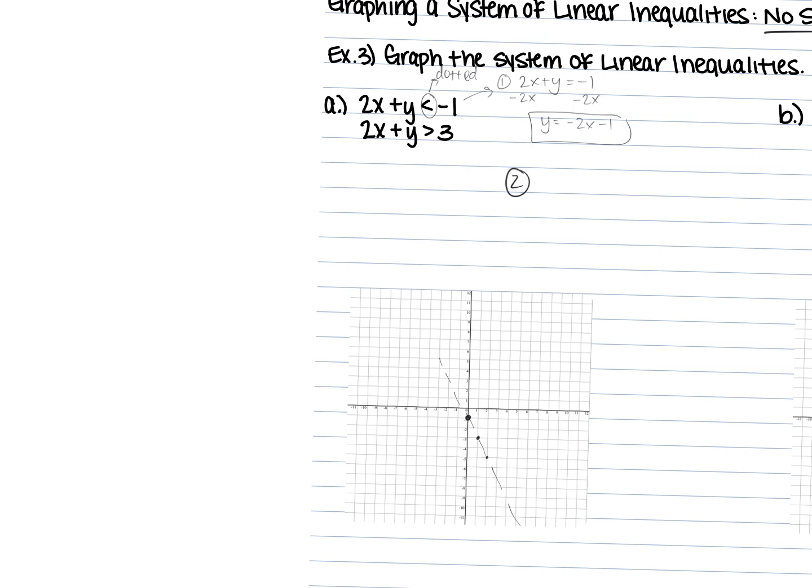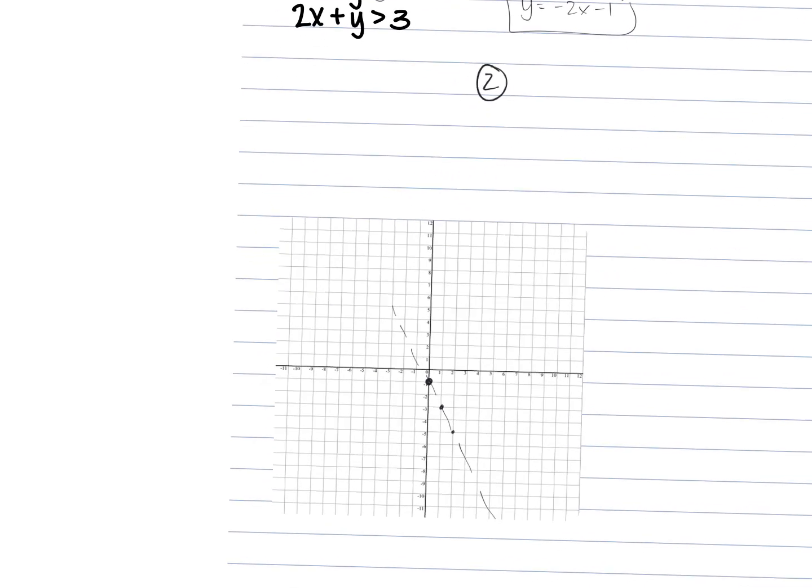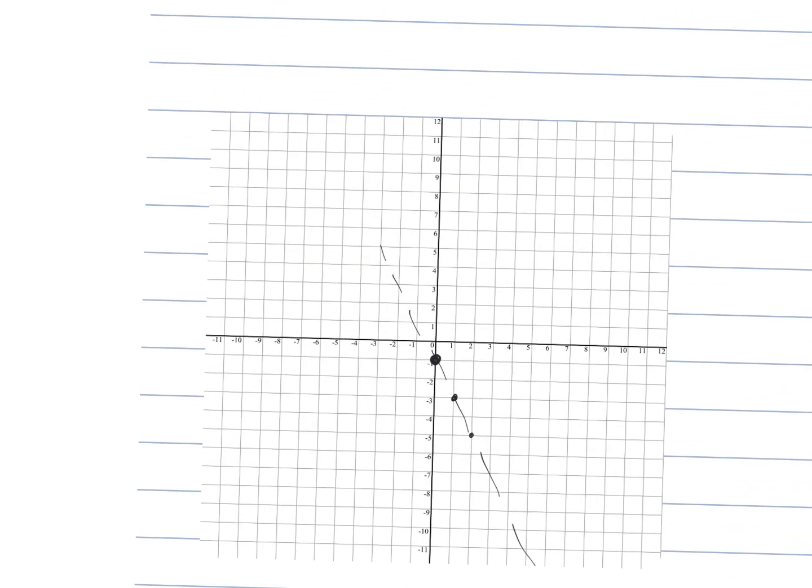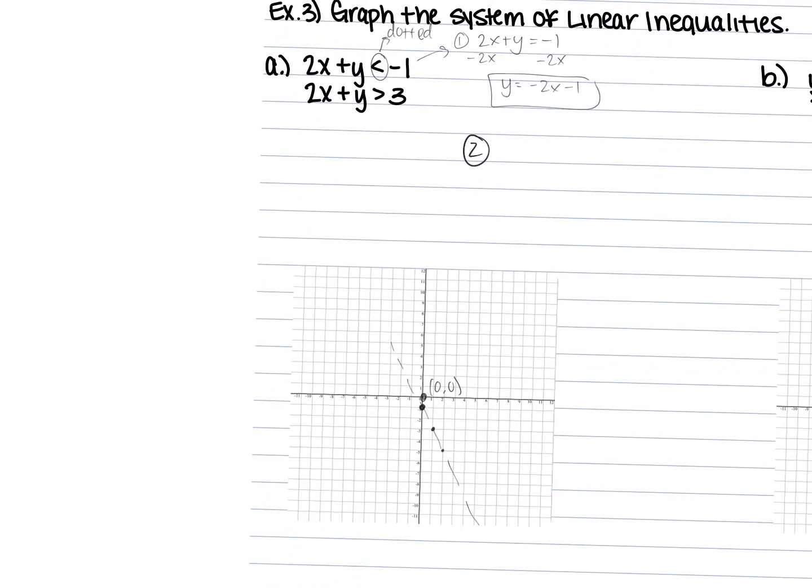Pick a point. Yeah, pick a point. 0, 0. 0 is beautiful. So we picked 0, 0. What do I do with 0, 0? You substitute it. Where? For the first one, okay? Substitute in for the original first one. So it's going to be 2 times 0 plus 0 is less than -1.